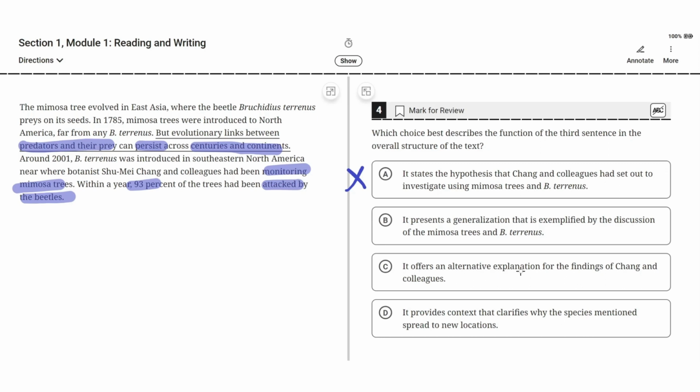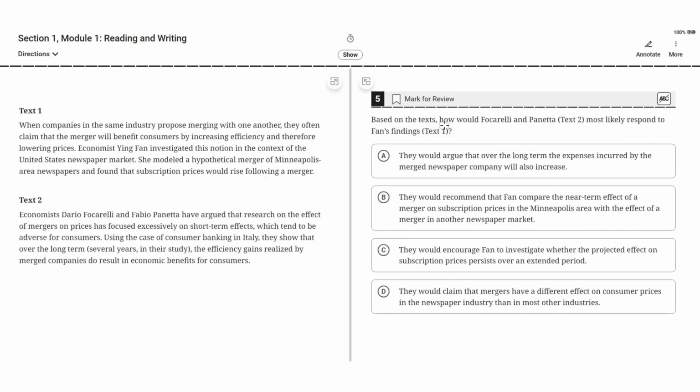C. It offers an alternative explanation for the findings of Chang and colleagues. The text doesn't include an explanation for the findings of Chang and colleagues, so C is incorrect. D. It provides context that clarifies why the species mentioned spread to new locations. But this is incorrect because the sentence, but evolutionary links between predators and their prey can persist across centuries and continents, is a generalization. It doesn't mention a specific species. So B is correct.